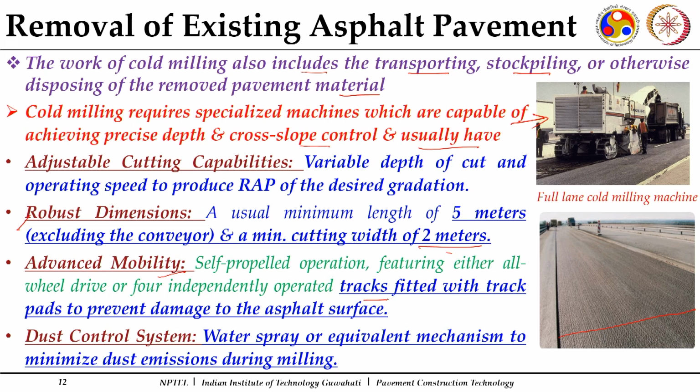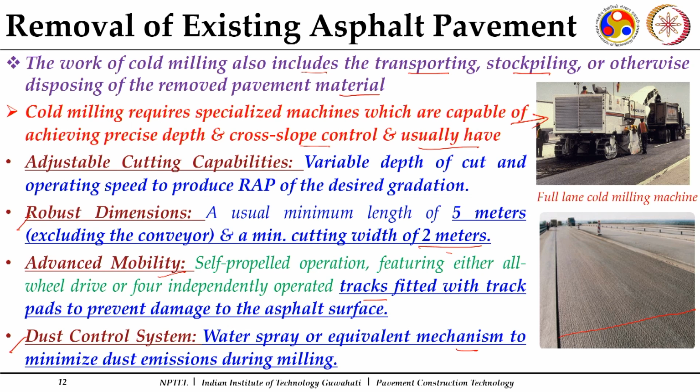So that's why their tracks are fitted with track pads specifically, so as to avoid any damage to the existing pavements. And then since a lot of fines and dust are generated, there should be a system to control or minimize this dust. This is a covered chute. First of all, it is important that less amount of fines or dust are generated, because that will limit your use of this RAP during the recycling also.